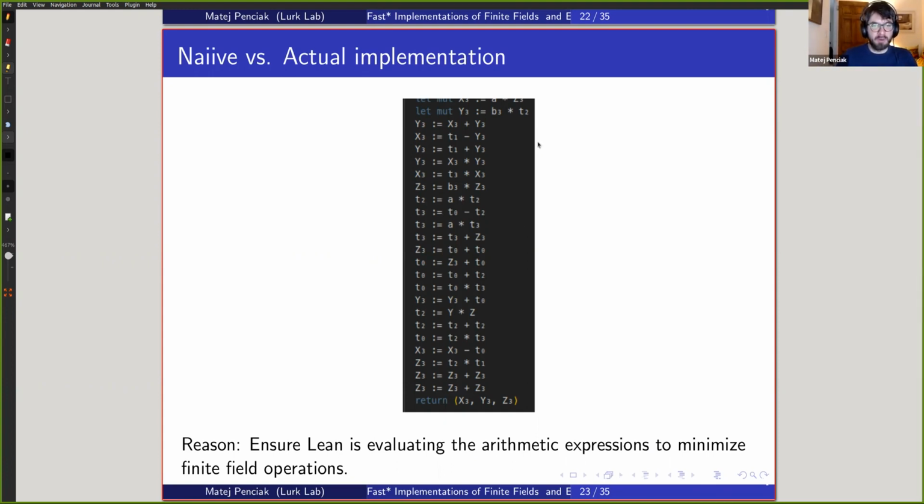And so here's an example of how we've implemented, I think this is addition in Lean. And the reason why we're doing it this way is because if you just write that formula out, you don't know how Lean's going to evaluate that arithmetic formula. So you really want to ensure that the arithmetic formula is done in such a way that you're minimizing the number of field operations in order to compute, say, addition of points or doubling of points. And so this is just a screenshot from the elliptic curves library that we have, showing off the crazy kind of code you have to write in order to get efficient addition and efficient doubling for projective coordinates.